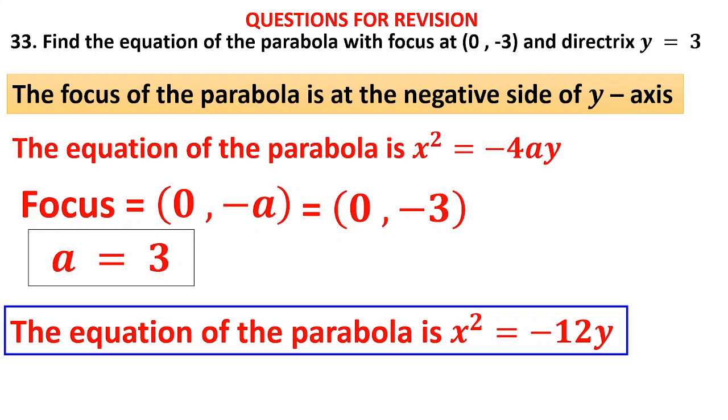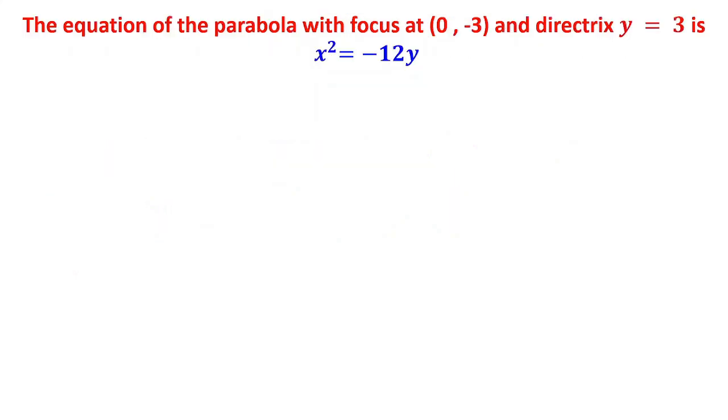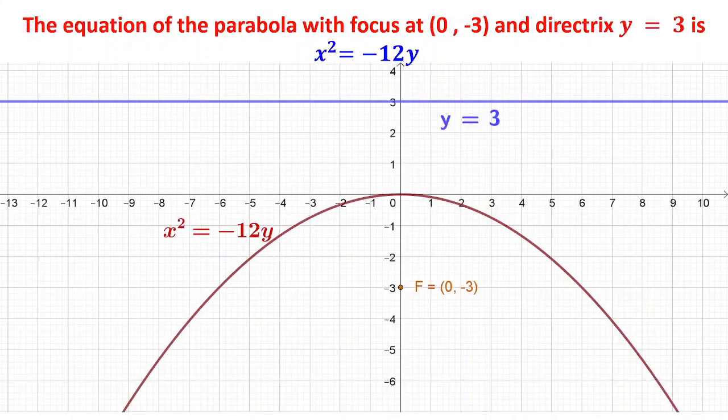Now we can get the value of a from the given directrix also. Well, now we will visualize the parabola over here. It is a downward parabola having the focus at 0, -3 and directrix y is equal to 3.